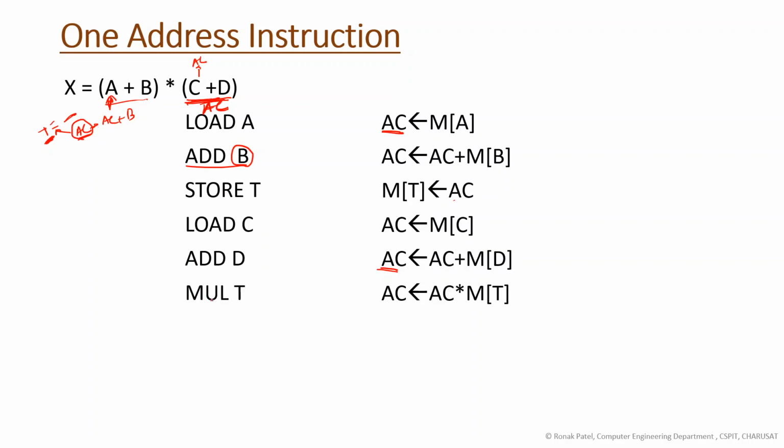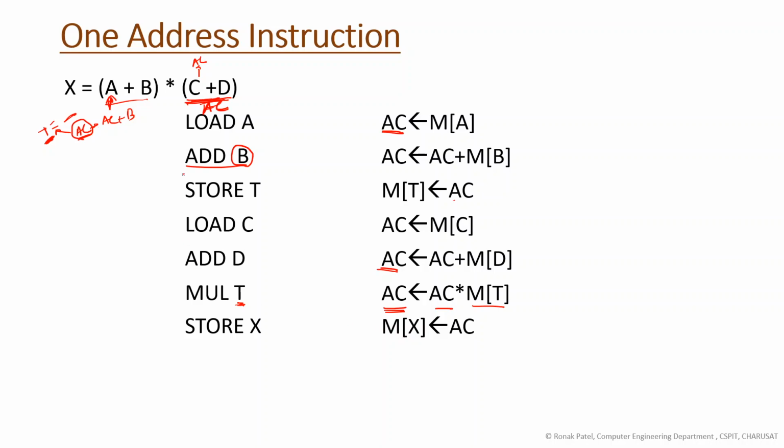So for that, what you can write? You can write mul T. What it does? It will perform multiplication operation with your accumulator and the second operand you are specifying. First operand is accumulator, second we have specified here, and then that multiplication result will be stored in accumulator. After that, we want to store this result into X. So we need to write store X. In that case, the result of accumulator will be stored in memory location X.